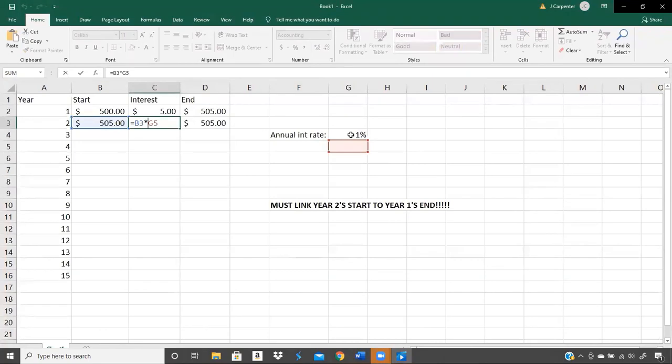So let's just hit enter to get out of it. We will delete that cell. So click it and backspace, hit delete, whatever you want to do to clear it. Now we got to go back to the original interest formula. So we're going to double click.